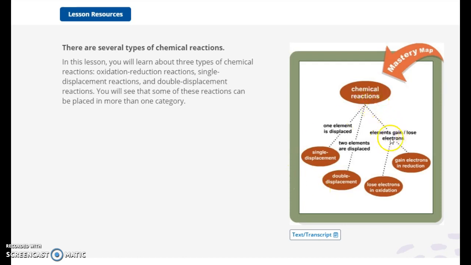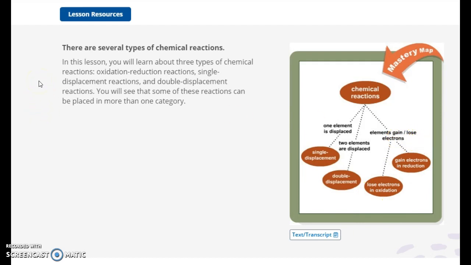Chemical reactions, remember, happen because elements gain, lose, or share electrons. So if specifically we're talking only about gaining and losing, when electrons are gained, it's a reduction reaction. And when electrons are lost, it's an oxidation reaction. So we're talking about some more specifics here regarding gaining and losing electrons.